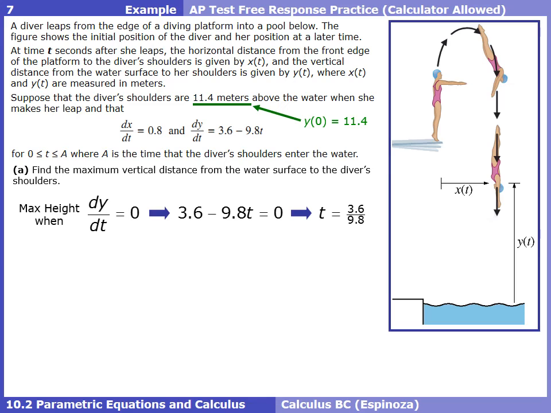So that would have been really nice if this question had just said, at what time is she at her max height? But they're not asking us that. They're asking us what position she's at when she's furthest away from the water. So that's a position question.